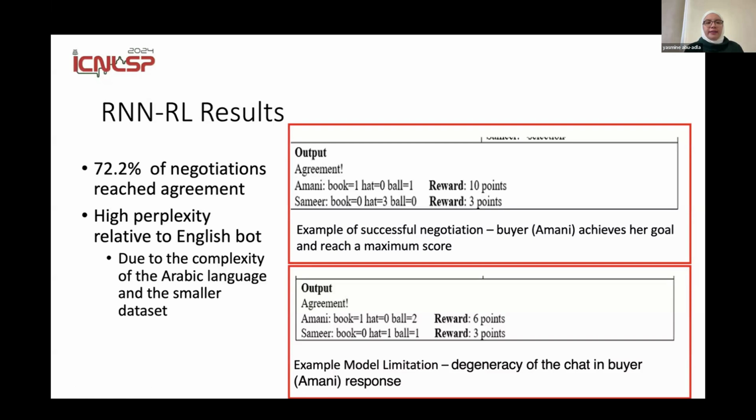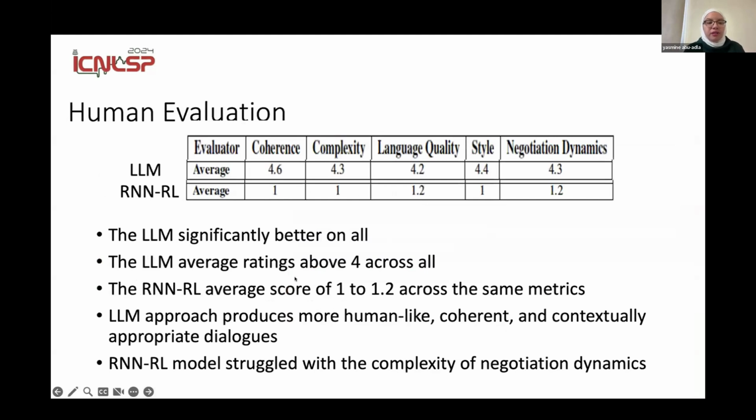The lower, the better. And when comparing our work to the English language, there was a significant decrease in performance for the Arabic RNN-RL, where the English language had a very high perplexity, but in the Arabic language we even got a higher one. The poor performance might be attributed to the complexity of the Arabic language and the smaller data set available for training. As for human evaluation, here we have the results between the LLM output and the RNN-RL output.